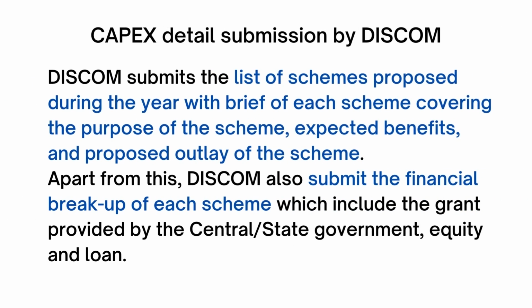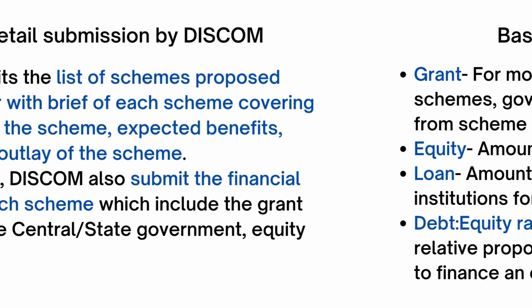Now, we will understand what details are submitted by the distribution company in terms of capital investment. Distribution company submits the list of schemes proposed during the year with a brief of each scheme covering the purpose of the scheme, expected benefits, and proposed outlay of the scheme. Apart from this, the distribution company also submits the financial breakup of each scheme, which includes the grant provided by the central or state government, equity, and loan.